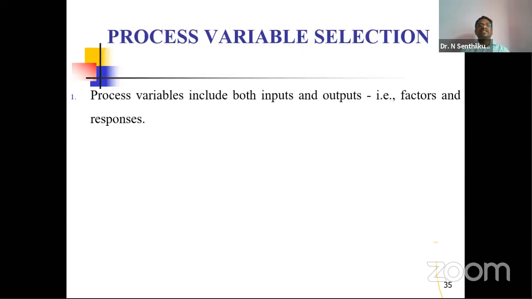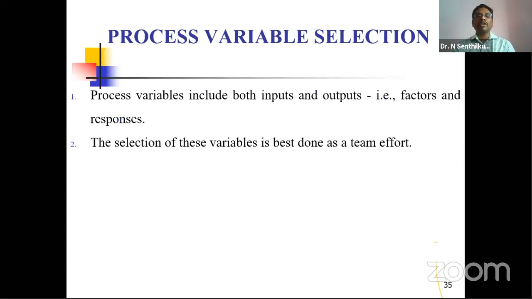Then process selection. The process variables that we are going to select include both the inputs and outputs. The inputs are called factors, whereas the outputs are called responses. So input factors, output responses. That is the terminology that we'll be using. The selection of the variables is done as a teamwork.